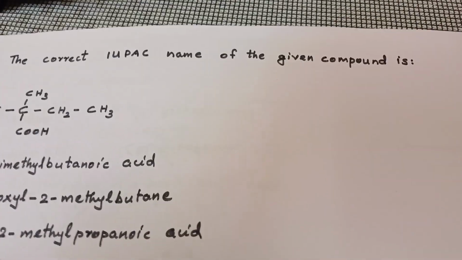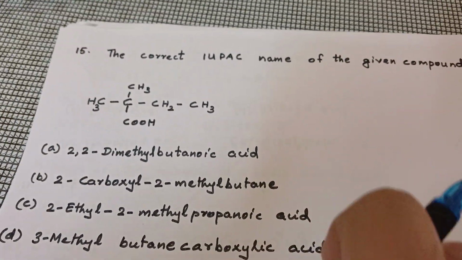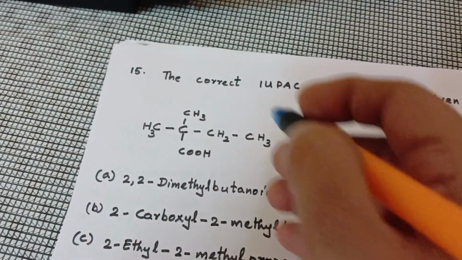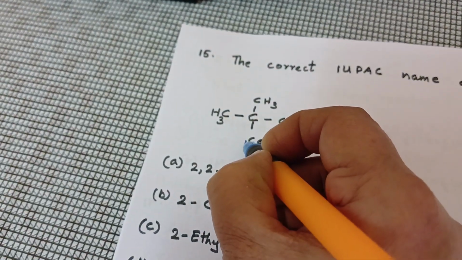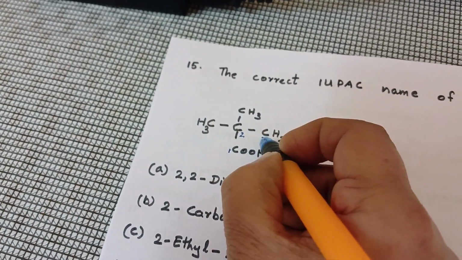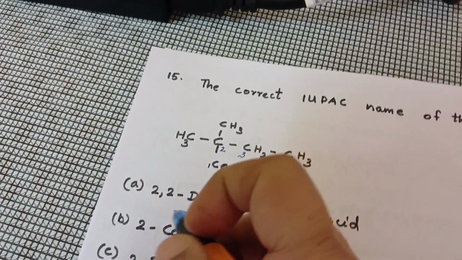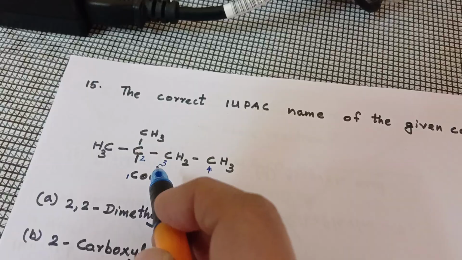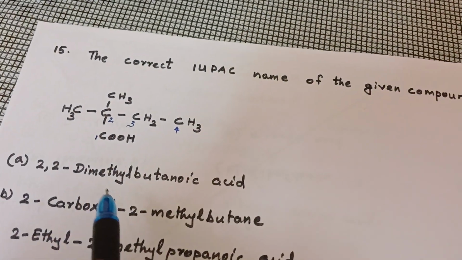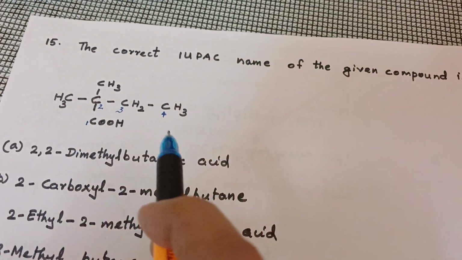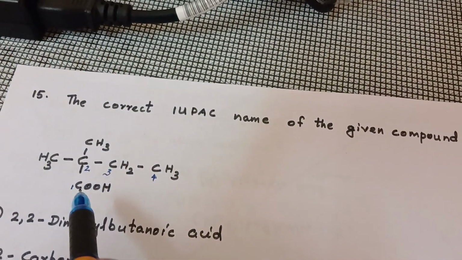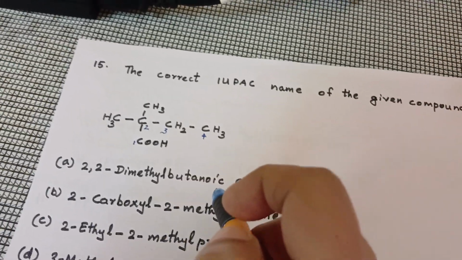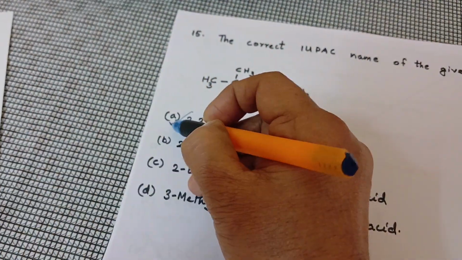Now, question number 15. The correct IUPAC name of the given compound is. So this is a carboxylic acid. So let us give this carbon number 1, and this will be 2, 3 and 4. Now if we look, there are 2 methyl groups on the second carbon. So it is 2,2-dimethyl butanoic acid. How many carbons? 1, 2, 3, 4. So 2,2-dimethyl butanoic acid will be the correct name.